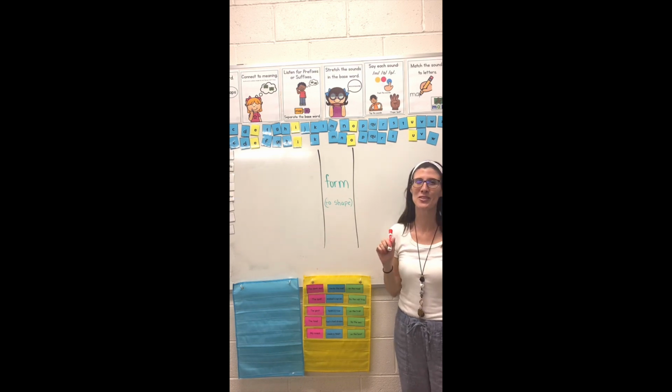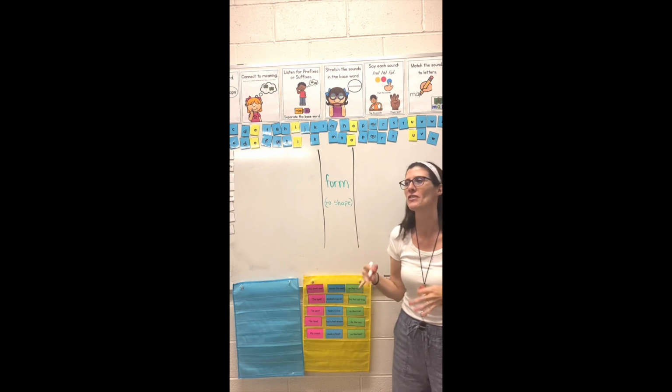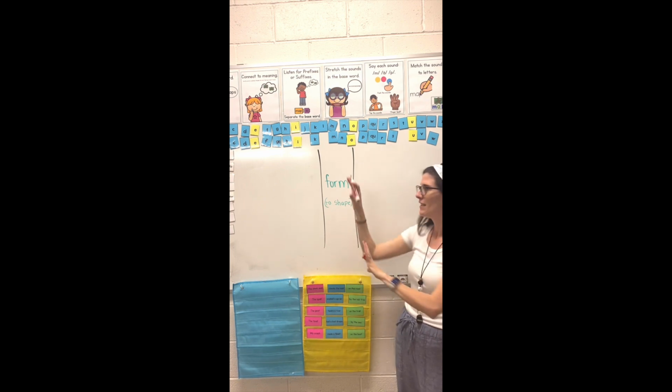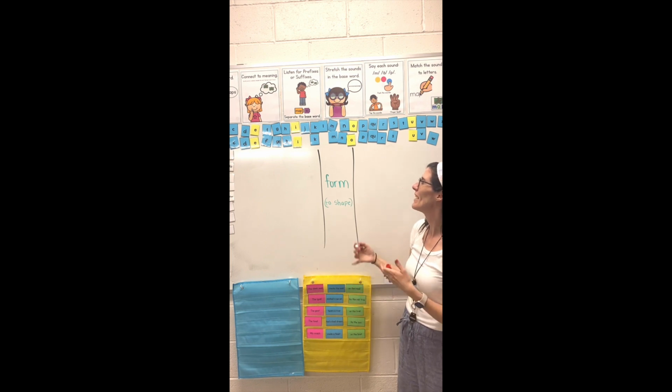Let's build a word matrix with form. So I started with inform. There are different ways you can do this, but here's how I did it. We're going to first make inform. So what do I need to add to make it informed?